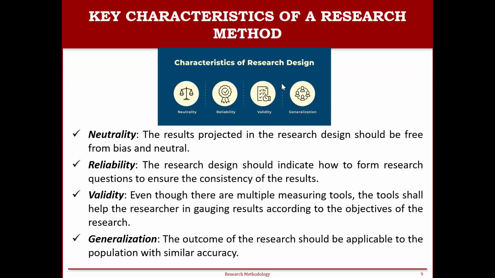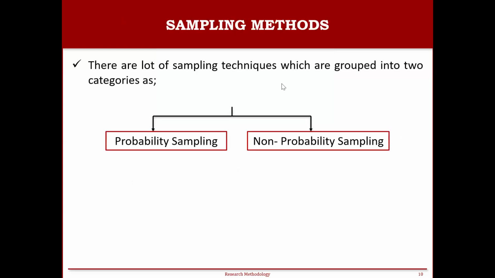Right? Those are the main 4 characteristics of the research methods. So moving on to the sampling methods, sampling techniques, I would say. Under sampling methods, there are 2 types of sampling methods.